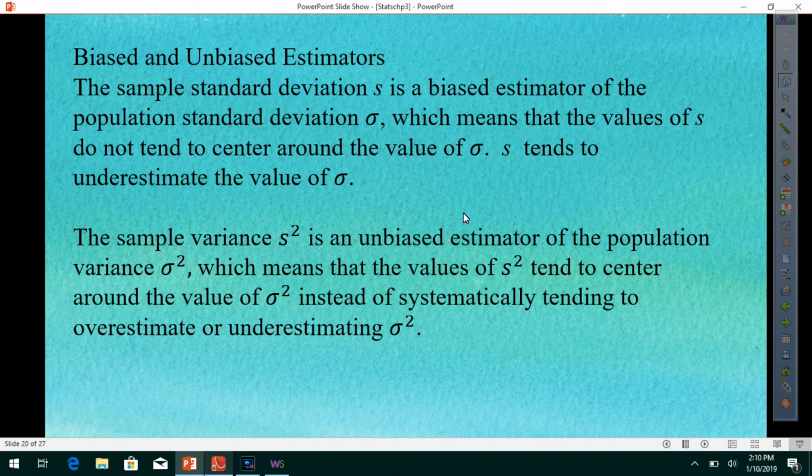The sample variance S squared is an unbiased estimator of the population variance sigma squared, which means that the values of S squared tend to center around the value of sigma squared, instead of systematically tending to overestimate or underestimate sigma squared.